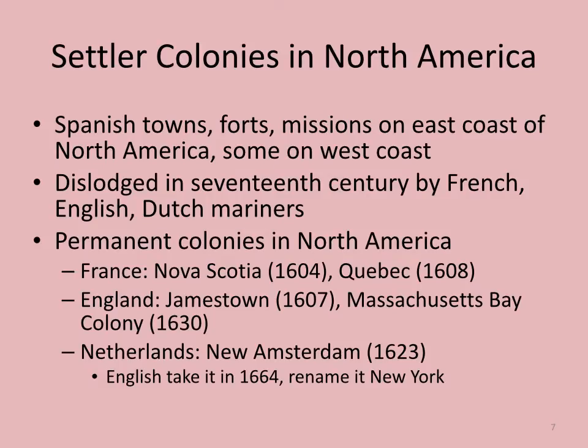Now, settler colonies in North America, they're going to have Spanish towns, forts, missions, all the way around North America, and some even on the West Coast. We're also going to start seeing a couple more permanent civilizations from France, from England, the Netherlands. France is going to start in Canada, and then essentially lead into central United States. England is going to start settling up around the coastline of New England, specifically Jamestown and Massachusetts Bay Colony.